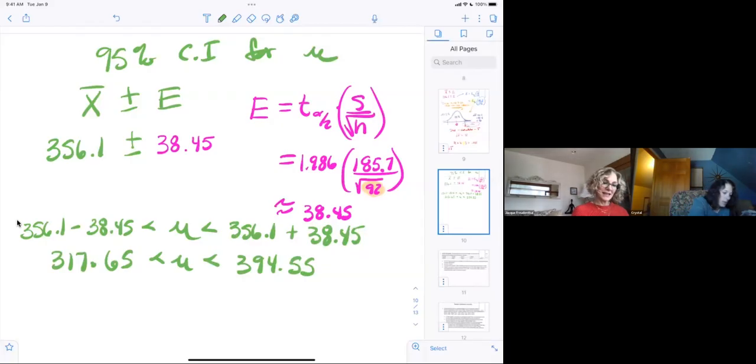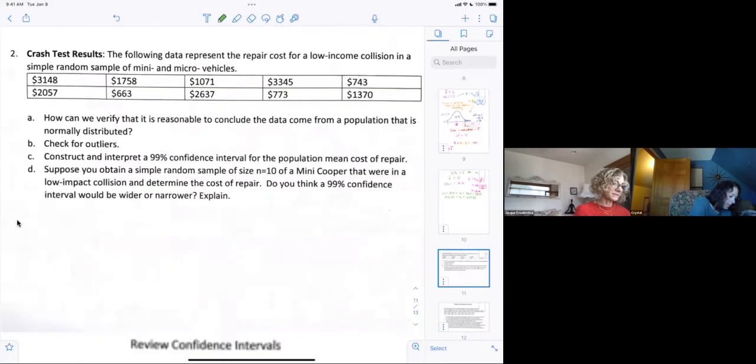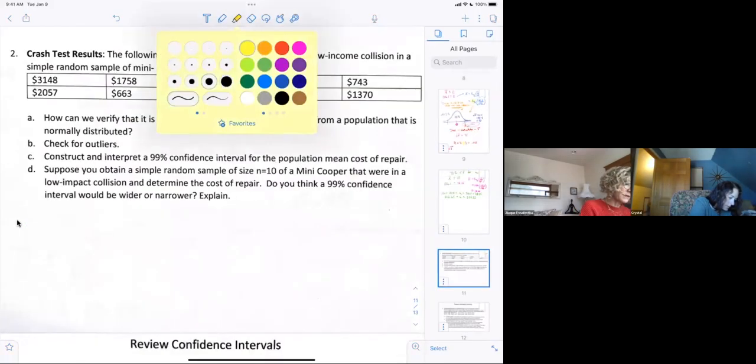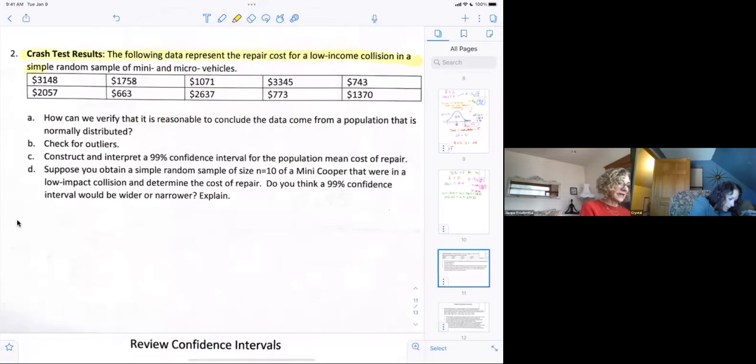Right. This last problem now is giving us data and not a summary. Before we have been given just the sample mean, but now we're actually given data. So the following data represents the repair cost for a low income collision in a simple random sample of mini and micro vehicles. Okay, so we have 10 values here. How can we verify that it is reasonable to conclude the data come from a population that's normally distributed?